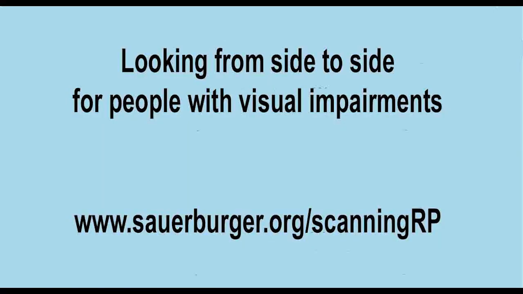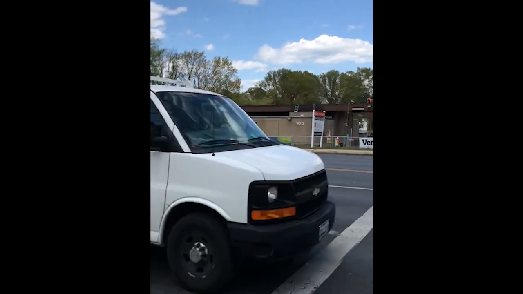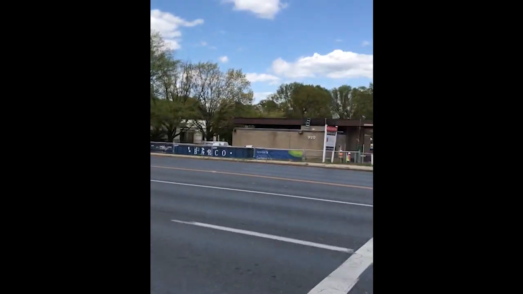Please note that people with acuity losses, like macular degeneration, who can see the approaching vehicles with enough warning, need to learn how to look from side to side, holding their gaze on each side long enough to see if there's any movement. A procedure for assessing and teaching these skills is described at www.sauerberger.org/scanningrp.